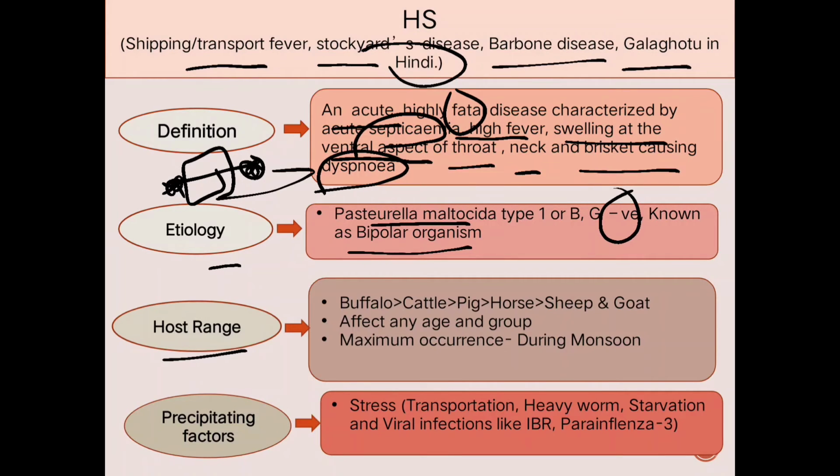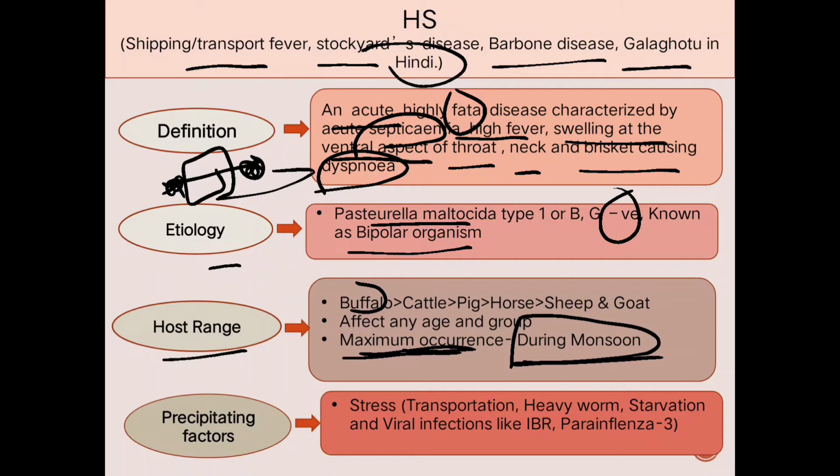Now, when it comes to host range, buffaloes are more susceptible as compared to cattle, pig, horse, sheep, and goat. Maximum occurrence is noticed during the monsoon season, because during the onset of monsoon there will be a drastic change in the climatic conditions. Animals which are already adapted to one climate have to adapt themselves to the other climatic condition. During that situation the animal will undergo severe stress. That is the main reason for the upper hand of these etiological agents producing the disease.